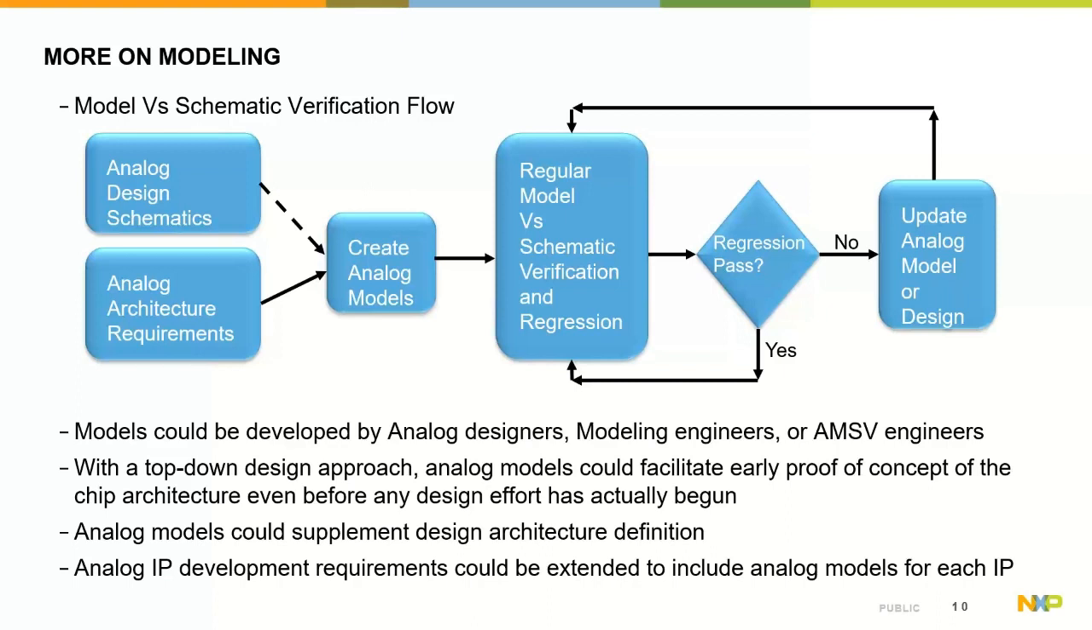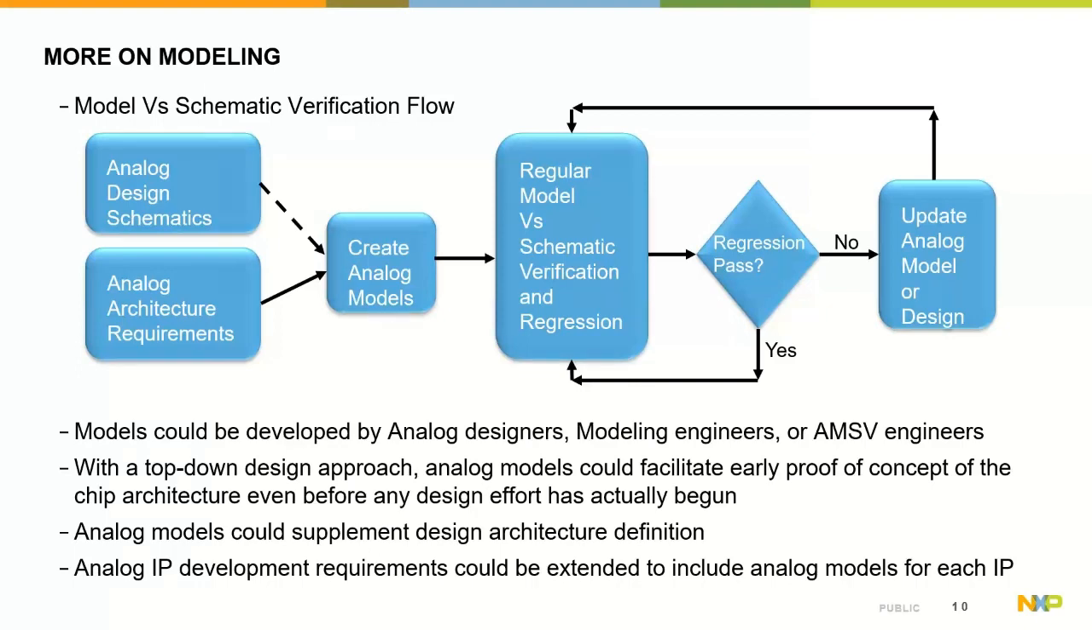And then with a top-down approach, analog models could also facilitate an early proof of concept for the chip architecture, because currently without analog modeling, we have to wait for the full schematic design to be complete before actually proving that the architecture works. Another thing that could be done is, generally when analog IPs are developed, instead of developing just the schematic, the IP could be extended to also include analog models, so that an analog model is readily available for each analog IP.